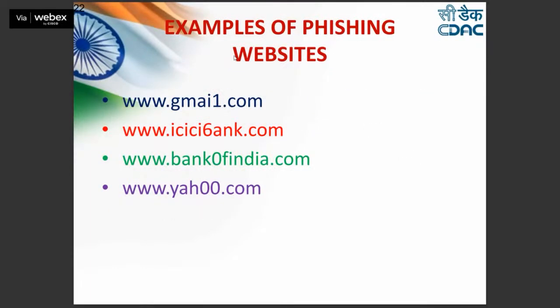So we have added a few examples of phishing websites, like www.gmai1.com and ICICI, where instead of B we have used 6. Instead of Bank of India, instead of O, we have used 0. And in Yahoo, instead of double O, we have used 00. So what is the motive behind this? Nowadays, hackers are basically creating the same replica of famous websites.